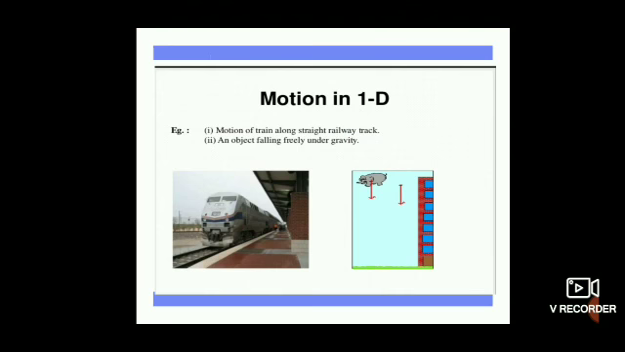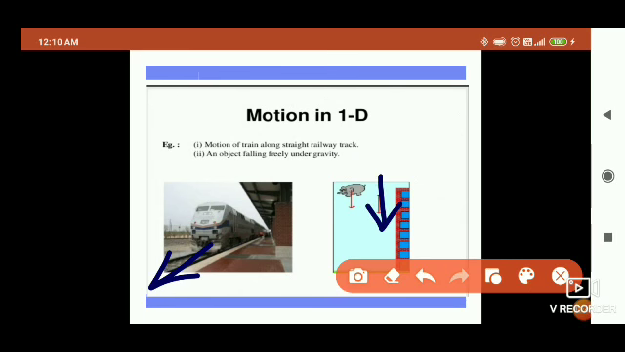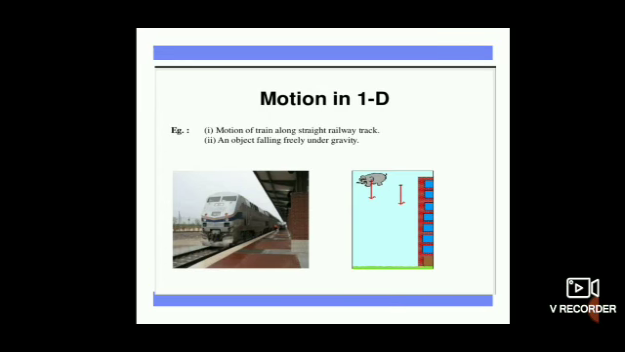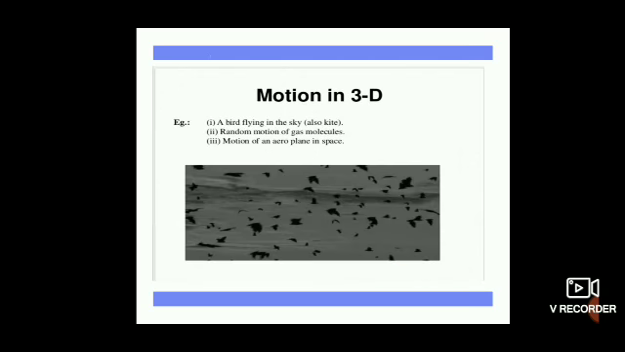So here are some examples. Motion of a train along a straight track, and similarly motion of a freely falling body, can be considered 1D motion. 2D motion examples: motion of the queen on the carrom board, an insect crawling on the floor of the room, motion of an object in a horizontal and vertical circle, etc. Three-dimensional motion examples can be a bird flying in the sky, random motion of gas molecules, the motion of an aeroplane in space.